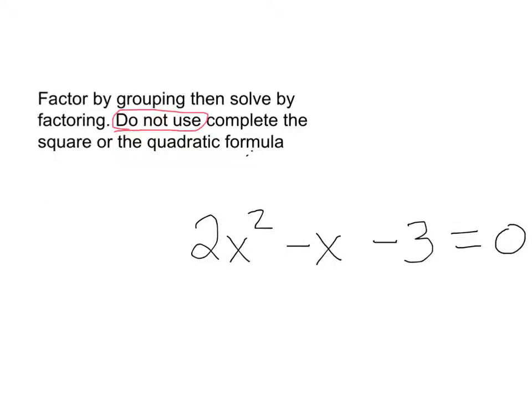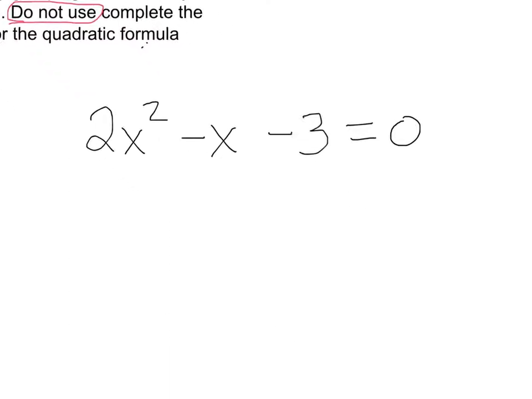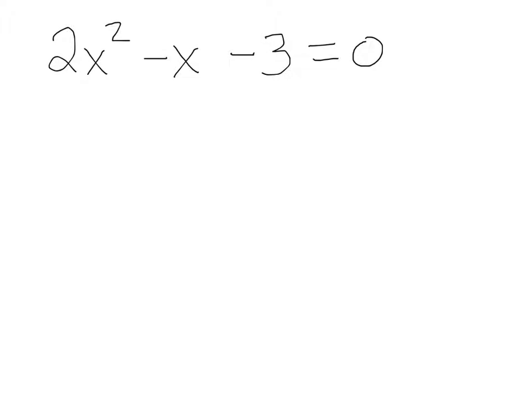So the problem here says factor by grouping, then solve. Do not use complete the square or the quadratic formula. They want me to solve this quadratic equation by factoring. And because it has a number in front of the x squared, I need to factor it by grouping.